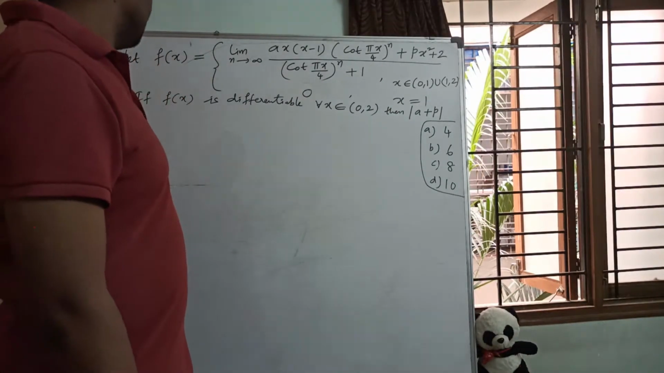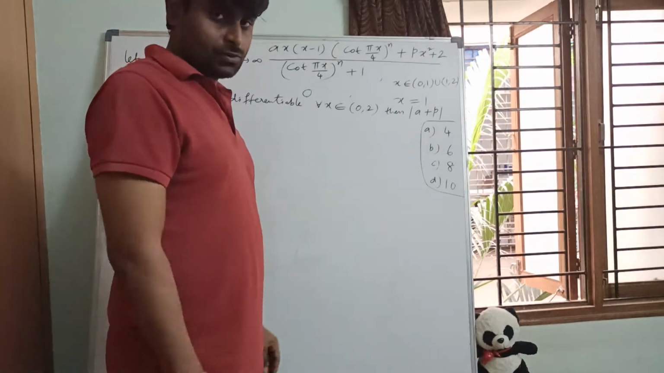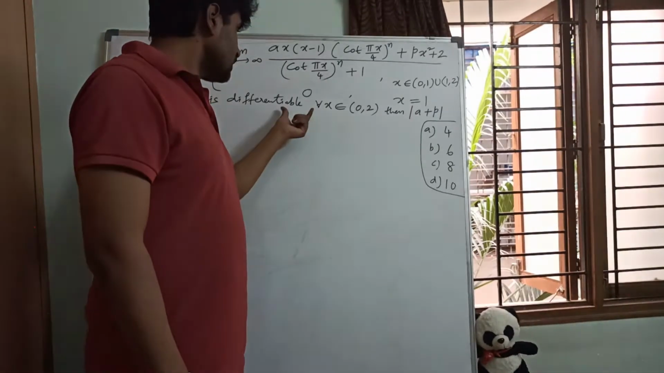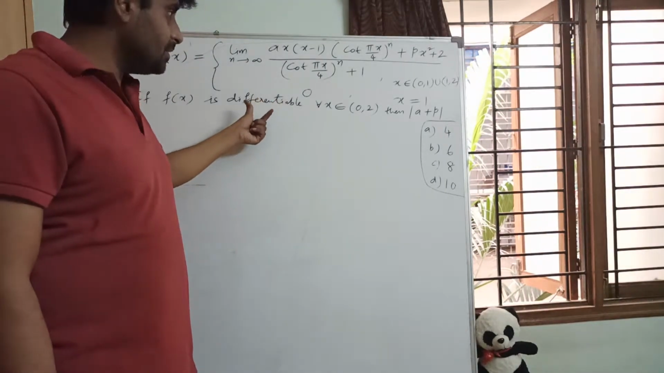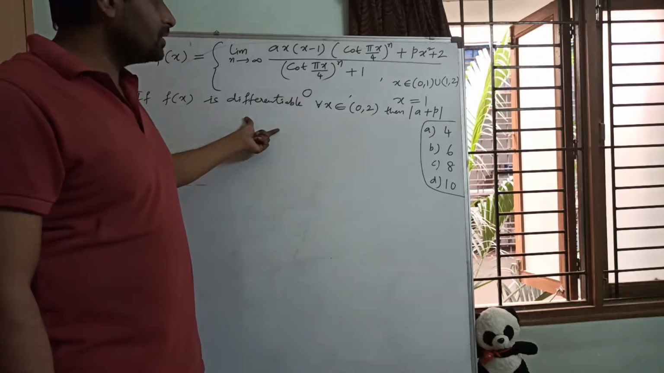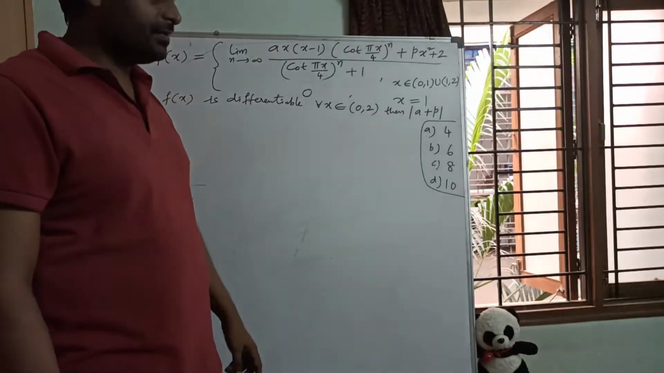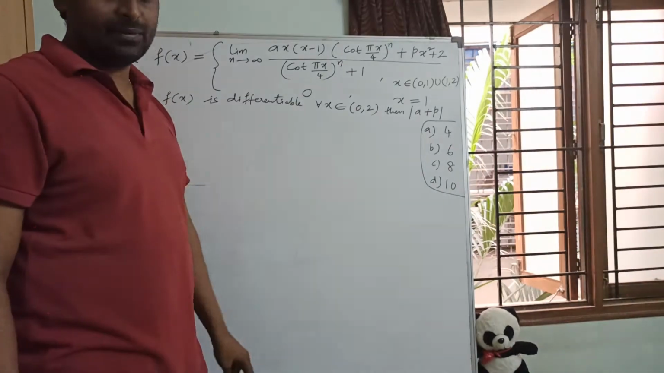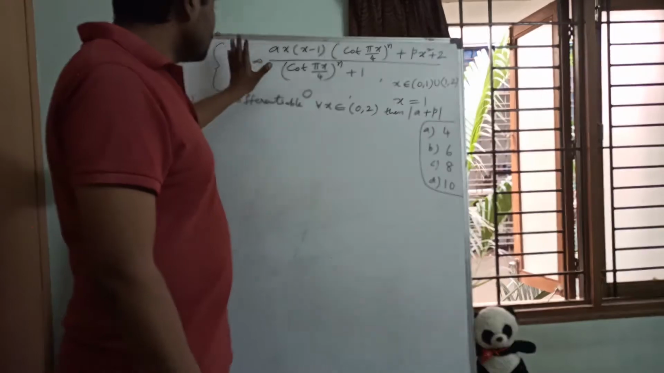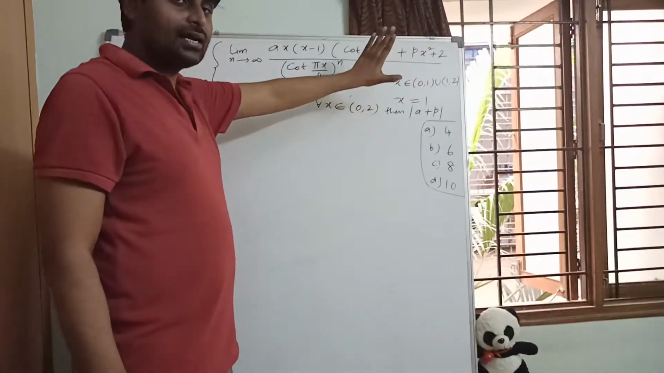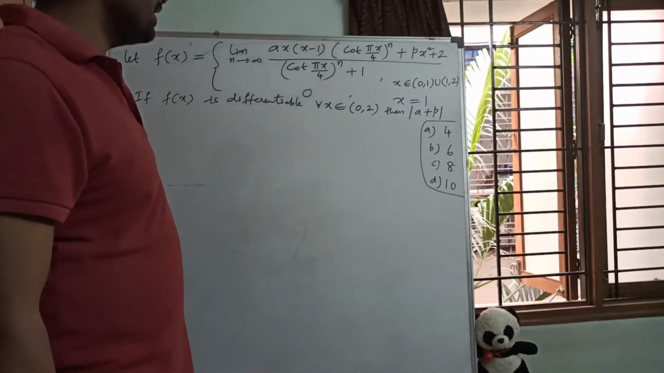Now the function is differentiable, given. Whenever it is differentiable, it is continuous only, right? So we have to check the continuity condition and differentiability condition so that we get the values of a and p. Finally we are going to find the value of modulus of a plus p. So first of all we should rewrite the given function. That step is very important.